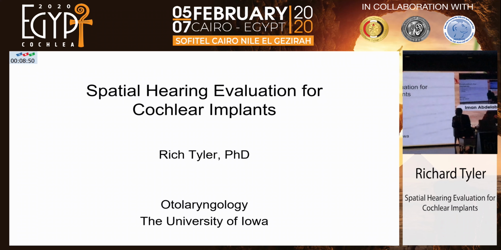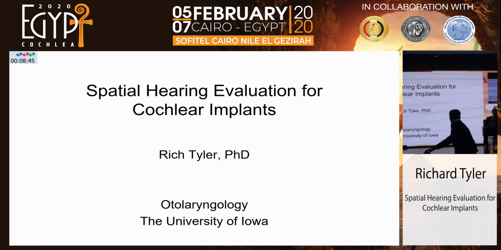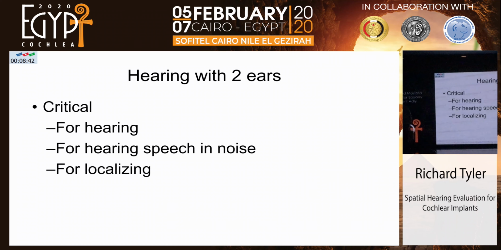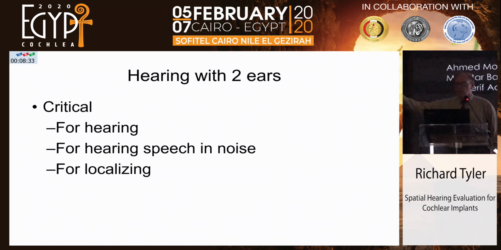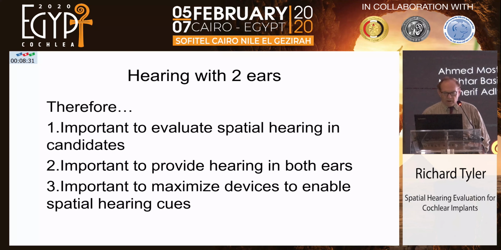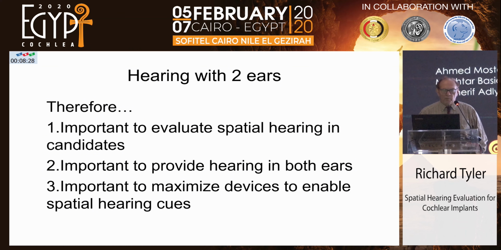Professor Richard Taylor. So this is about spatial hearing and the importance of spatial hearing and evaluating it. Hearing with two ears is very, very important. It's important for hearing speech and noise, and it's important for localizing where a sound is coming from. Therefore, it's important that we evaluate spatial hearing in our candidates. It's important that we provide hearing in two ears, and that we maximize the devices to enable spatial hearing cues.